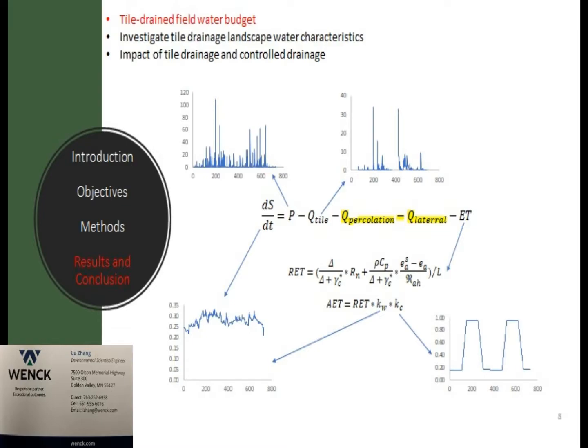And there's another very important component, evapotranspiration, which will be calculated using the Penman-Monteith method. The equation below is for the ET calculation. They're mostly climate data, and there are two important factors: one is the crop coefficient, one is the water stress. The water stress uses the soil moisture data that is measured, and the crop coefficient is an assumed value based on reference values. So anything with a graph will have field data available.